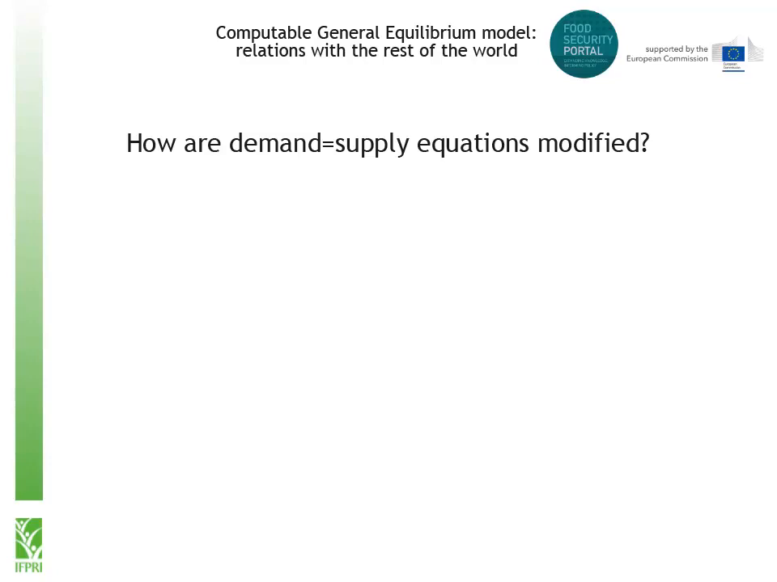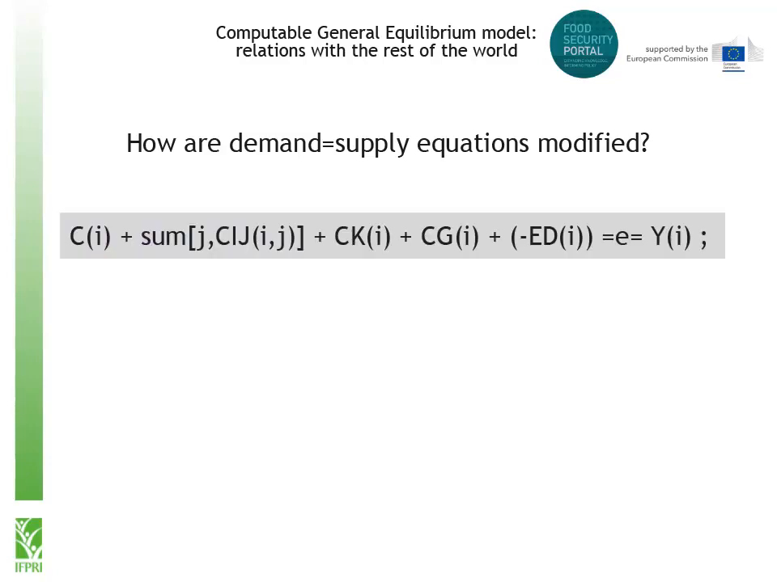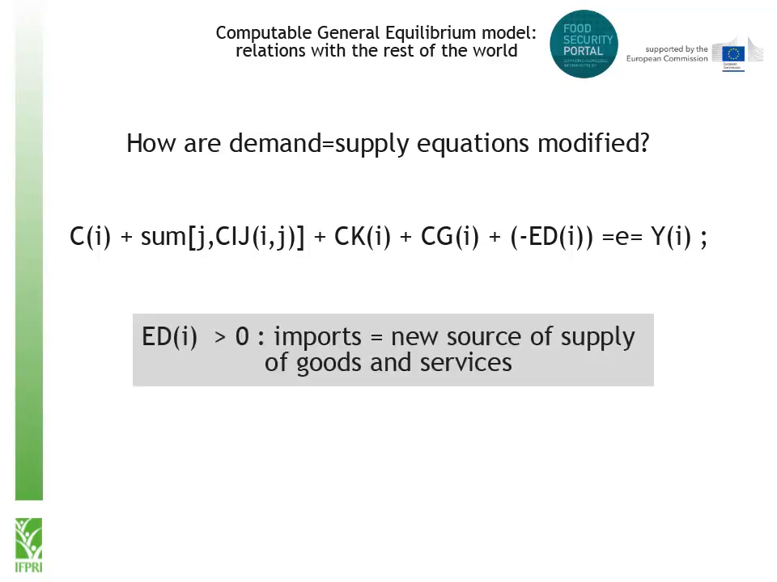And so right now the new equation is simply C in sector i plus sum over j of Cij of good i by sector j plus CK in sector i plus CG in sector i plus minus ED in sector i must be equal to Y in sector i. The explanation is very simple because either ED in sector i is positive, so we have imports in this sector, and this is a new source of supply of goods and services.